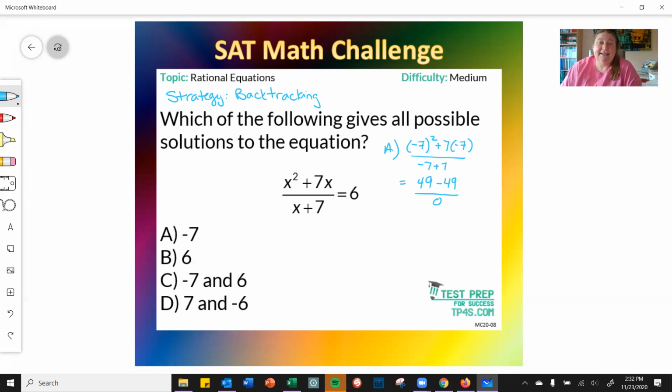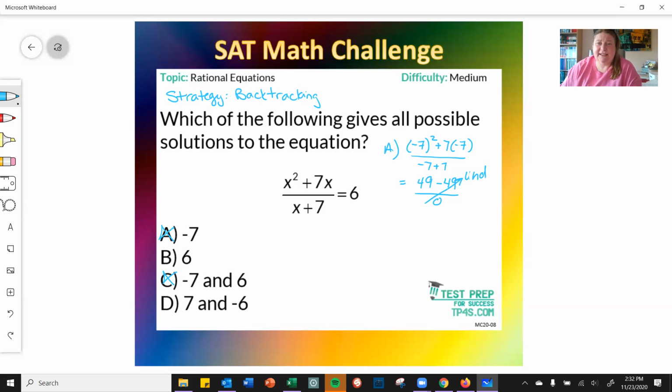The second I see this 0 in the denominator, in fact, I knew a few steps ago this was going to happen. As soon as I see that undefined 0 in the denominator, just cross that option off. There's no way this is the correct answer because you cannot divide by 0. A is out. And guess what? There's another -7 here down in C. Since I know -7 is not a solution, let's cross off C as well. I've already got it down to 50-50.